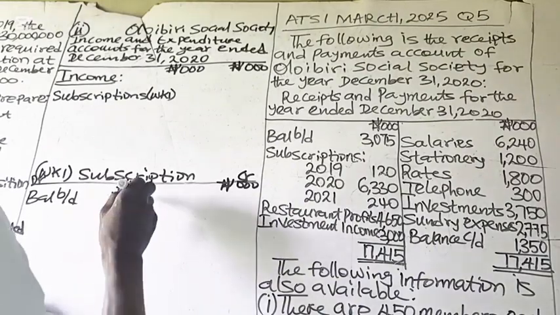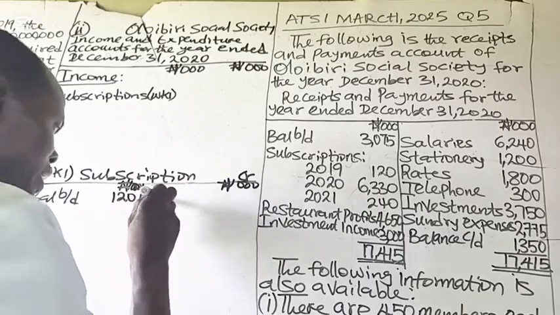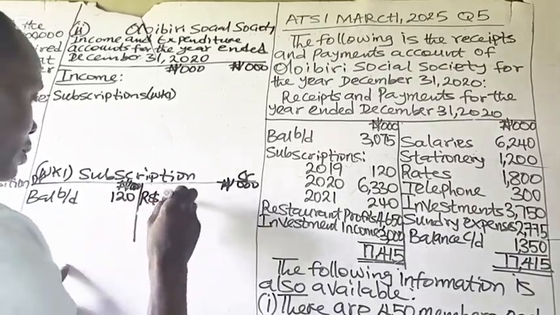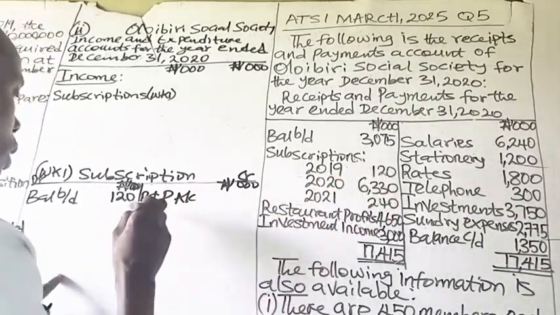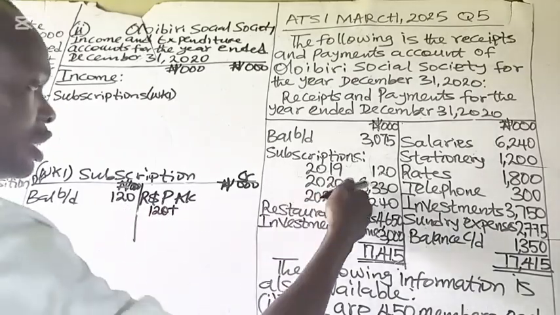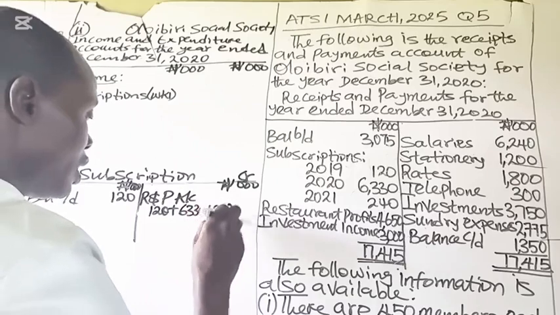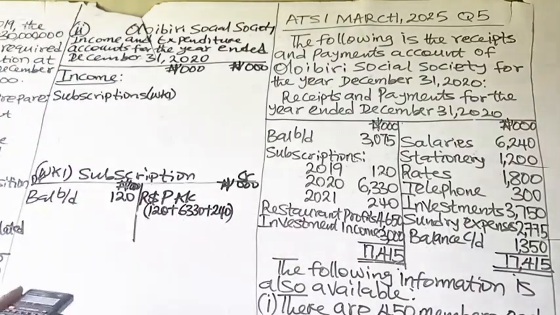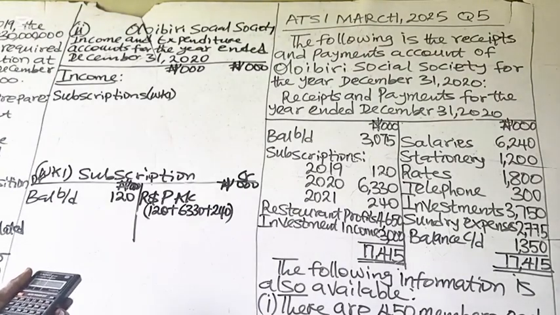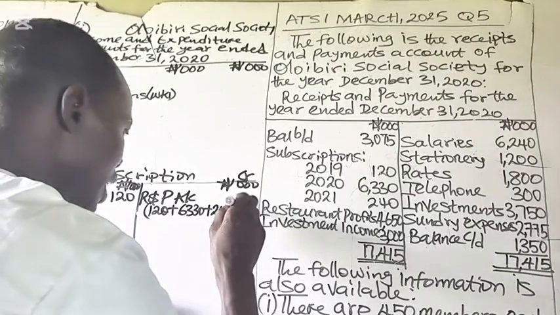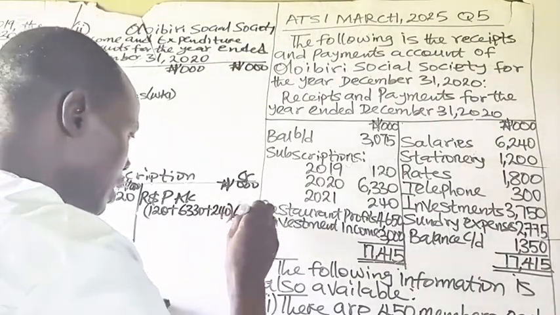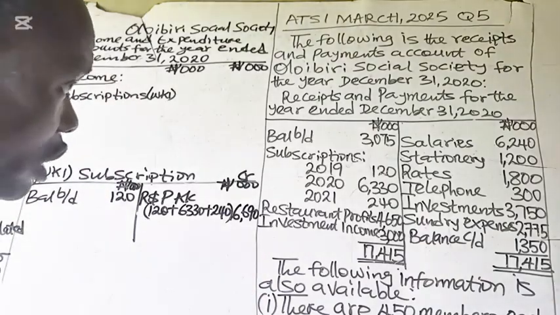Then the subscription receipt, as per receipt and payment account. All these were received. 120 plus 6,330 plus 240. These are the subscription receipt. So 120 plus 6,330 plus 240, 6,690. That is the amount received as subscription.